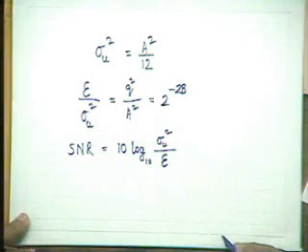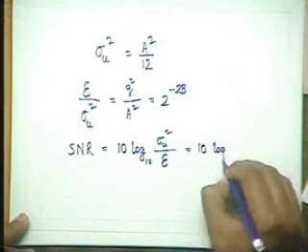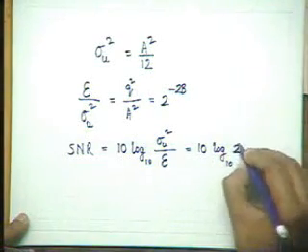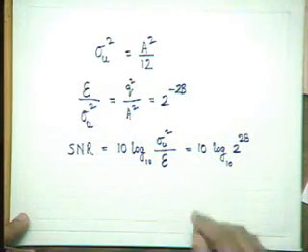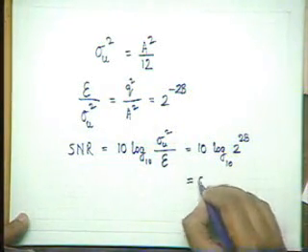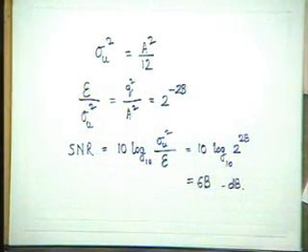Is that correct? And that is going to give us 10 log 2 to the power 2B, and the right answer has already come. Some person has rightly said that it is going to be 6B dBs. So you just see, if I increase B, that is the number of bits, then obviously that also improves my signal to noise ratio.